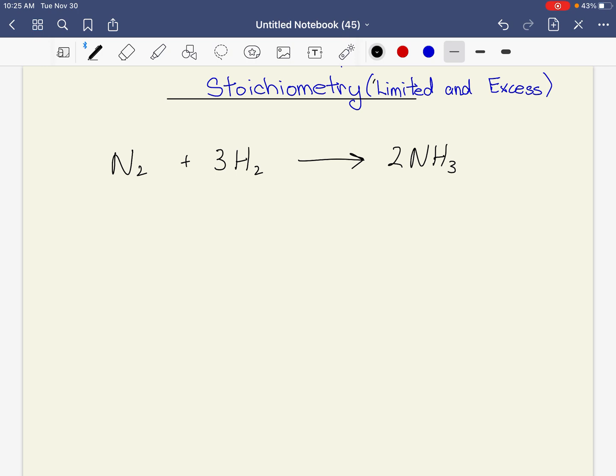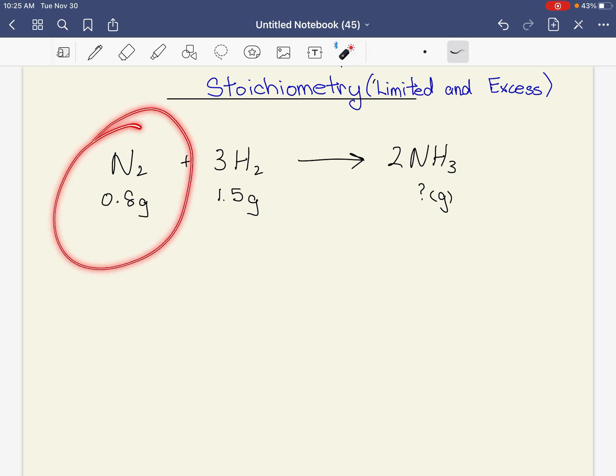So if I have 0.8 grams of this, and I have, let's say, 1.5 grams of this, I want to know how much of this, let's just say in grams. I can easily say moles, molecules, or even as silly as number of hydrogen atoms. But I just want mass of ammonia. So how much ammonia am I going to get? As you can see, I'm given mass for both reactants.